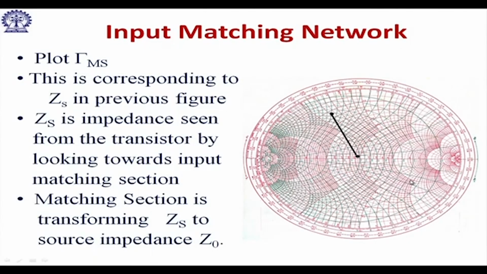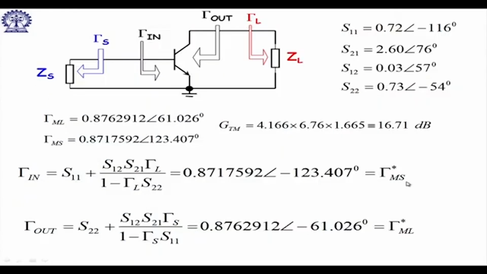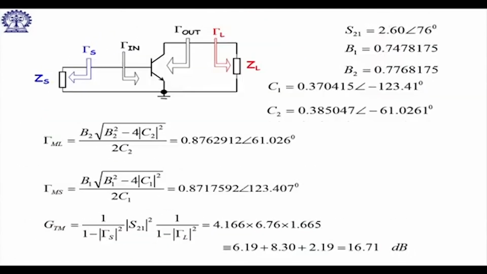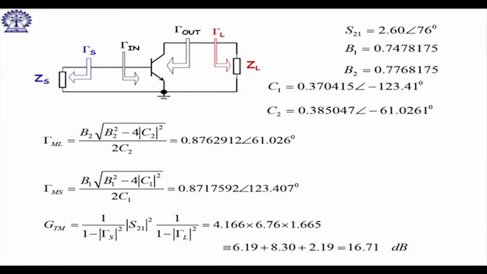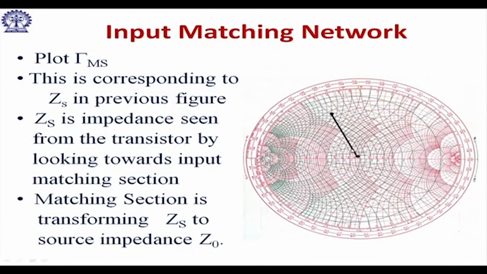Now, let us do the input matching, which we need to do because we have got the gamma S values. You see where gamma S is, or see the previous one, gamma S is 0.87 angle 123. So, in the Smith chart let us plot this gamma S, 0.87. So, it is inside, you see this point, and 123 degrees roughly this.